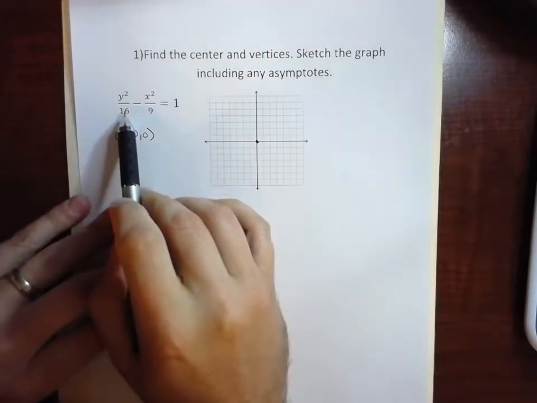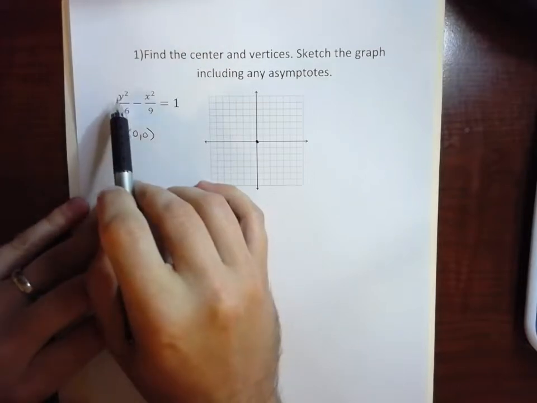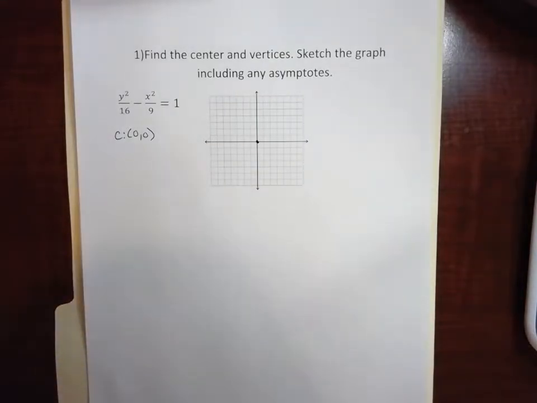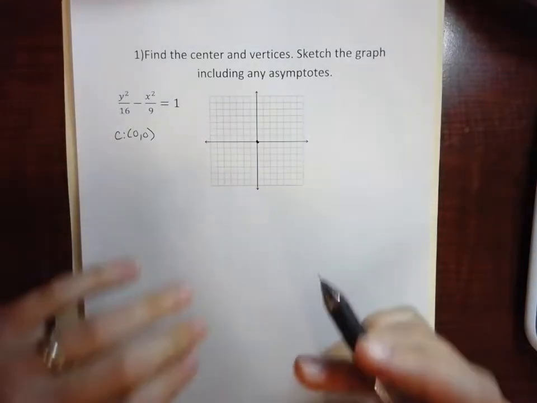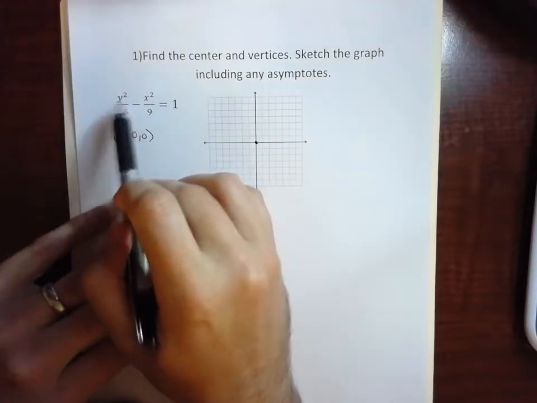Well, which way is this opening? Okay, so now we need to look at these values. So the y is first, so that tells me that it's opening in the y direction. So it's opening up and down, basically. And whatever variable comes first tells us that.